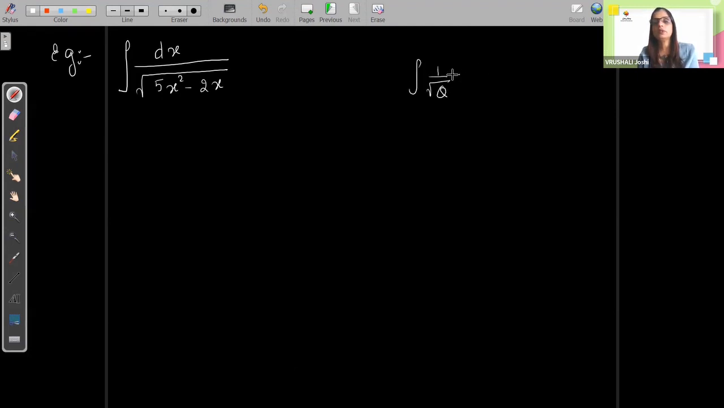Okay, so now we have integration of dx by root of 5x square minus 2x. करेक्ट? नाउ देखो हमारे पास ये रूट है. If you see our integration of 1 by root of quadratic function dx.